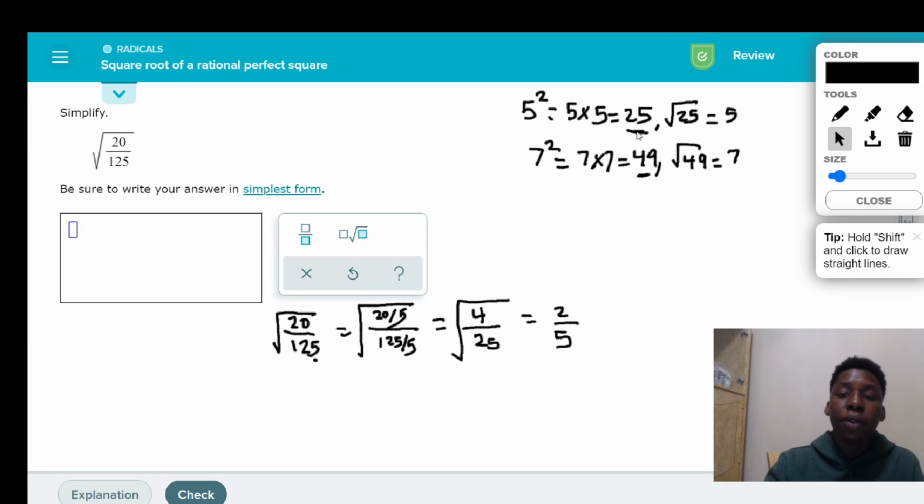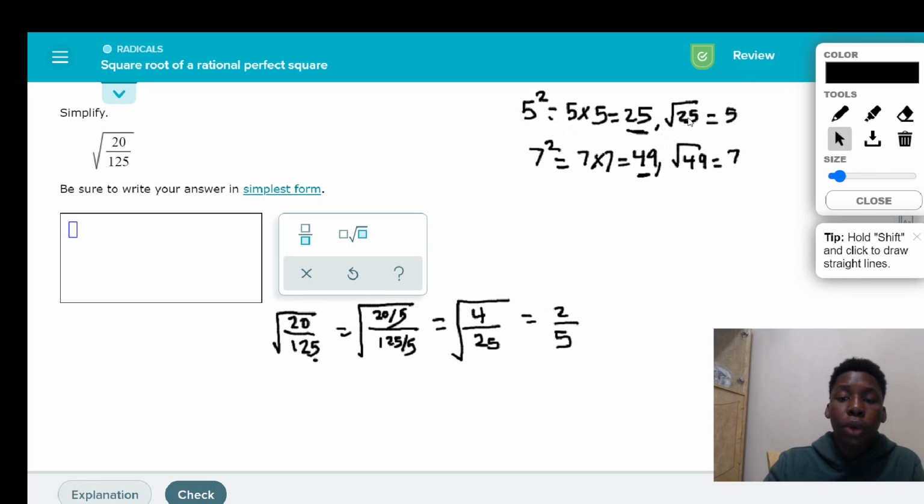So the 25 that we get is a perfect square, because we had to multiply 5 twice in order to get 25. So this 25 is the definition of a perfect square. Put that in the back of your head: a perfect square is a number you get when you multiply a number by itself. It has to be the same number. Here, we multiply 5 by itself to get 25.